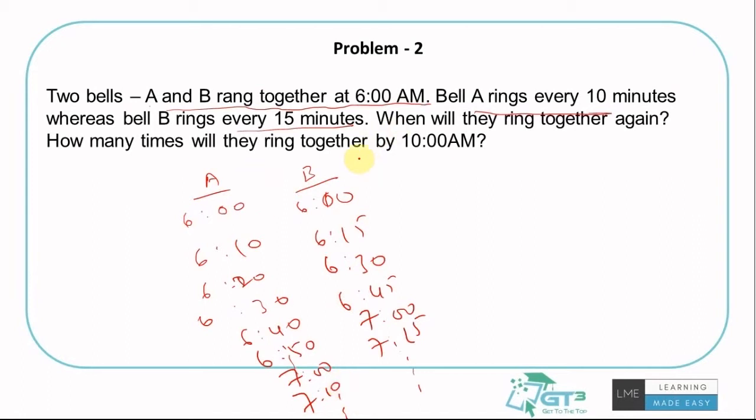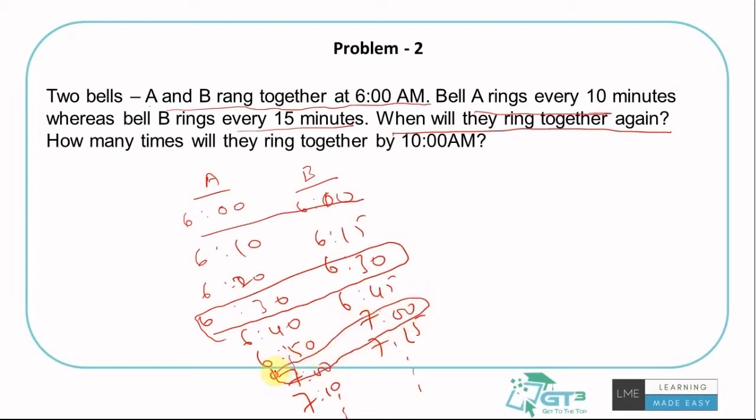You see, they're asking when will they ring together again. See, 6 o'clock they're starting. Again, I'm seeing a common ringing time at 6:30. Again, they ring together at 7 o'clock, right? So fundamentally this is 0, 10, 20, 30, 40, 50, and then 60 is 1 hour. So again 7 o'clock, 7:10. So these are multiples of 10, right? 10 minutes, 20 minutes, 30 minutes after 6. And for 15 minutes, 15 minutes, 30 minutes, 45 minutes, again the multiples of 15.